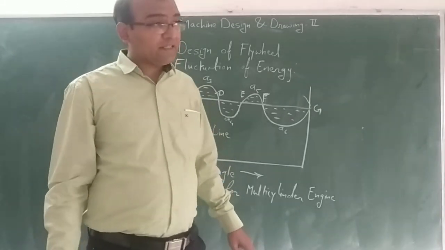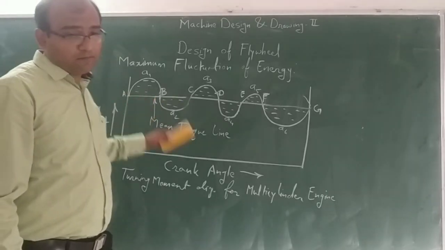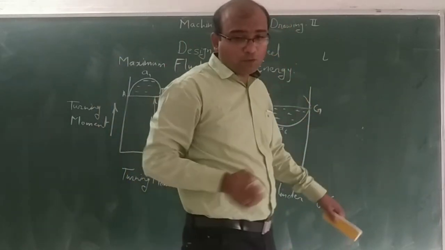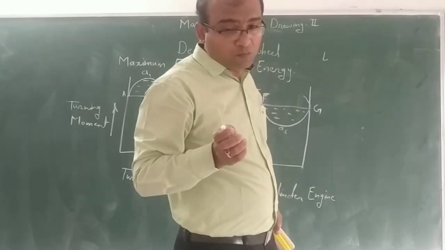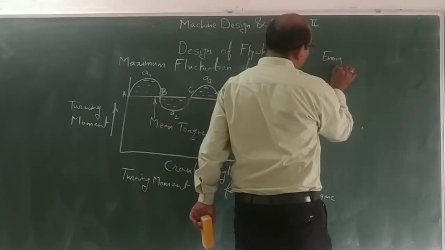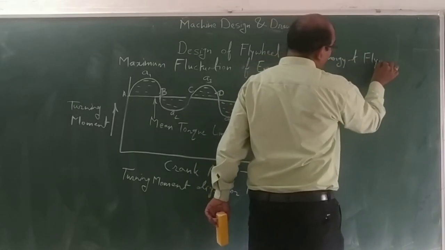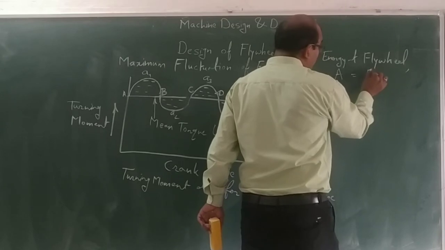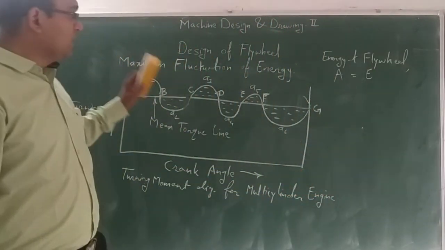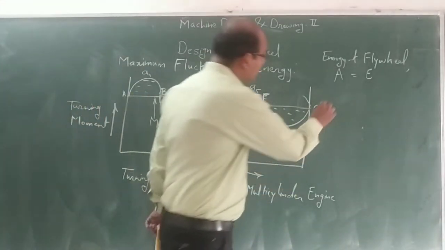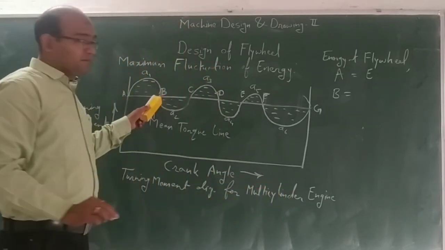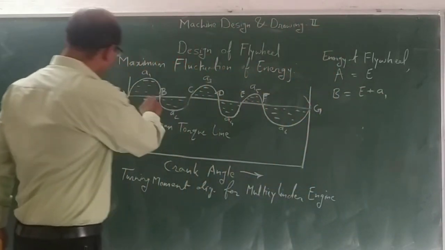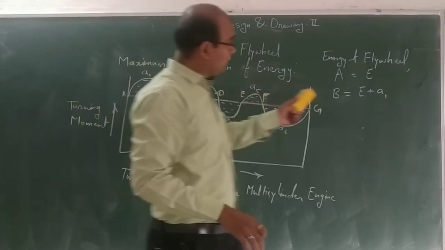Then let the energy of flywheel at A equal to E. Okay, then second one, energy at B. Energy at B, that is your E plus A1, that is your E and plus addition of this your A1. So B equal to E plus A1.